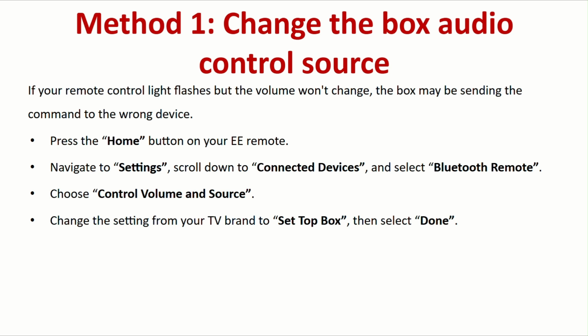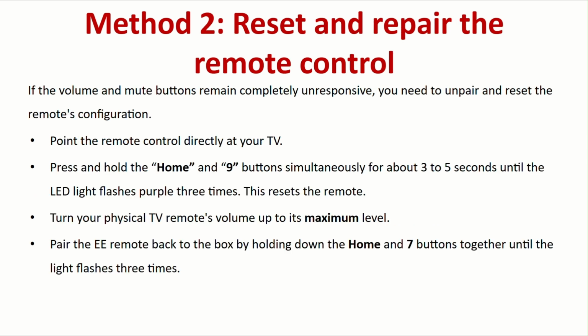Method 1. Change the box audio control source. Press the home button on your EE remote and navigate to settings. Now scroll down to connected devices and from there select Bluetooth remote. In it, choose control volume and source and change the settings from your TV brand to set your box, and then select done.